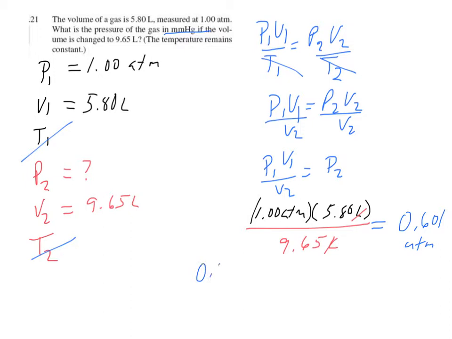Now remember, we got to convert that into millimeters of mercury because that's what the problem asked for. So we take our 0.601 atmospheres times 760 millimeters of mercury is 1 atmosphere. And when we do that, the answer is 457 millimeters of mercury.